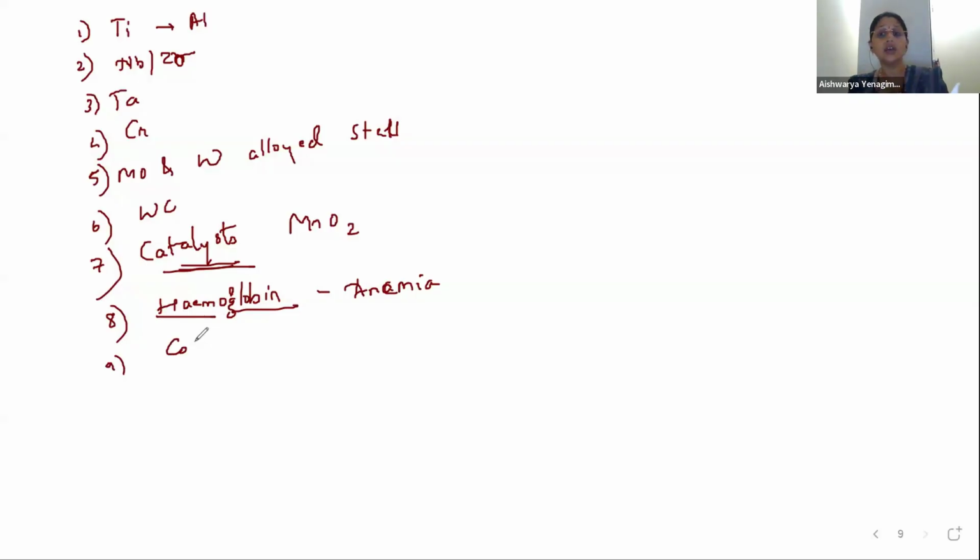For cancerous tumors, we use cobalt there also. So these are all the applications. We'll discuss why cobalt is not just used like that only, then the catalytic properties and why MnO2 is being used. What is the reason that all the transition elements have such high catalytic property? We will discuss all that one by one.